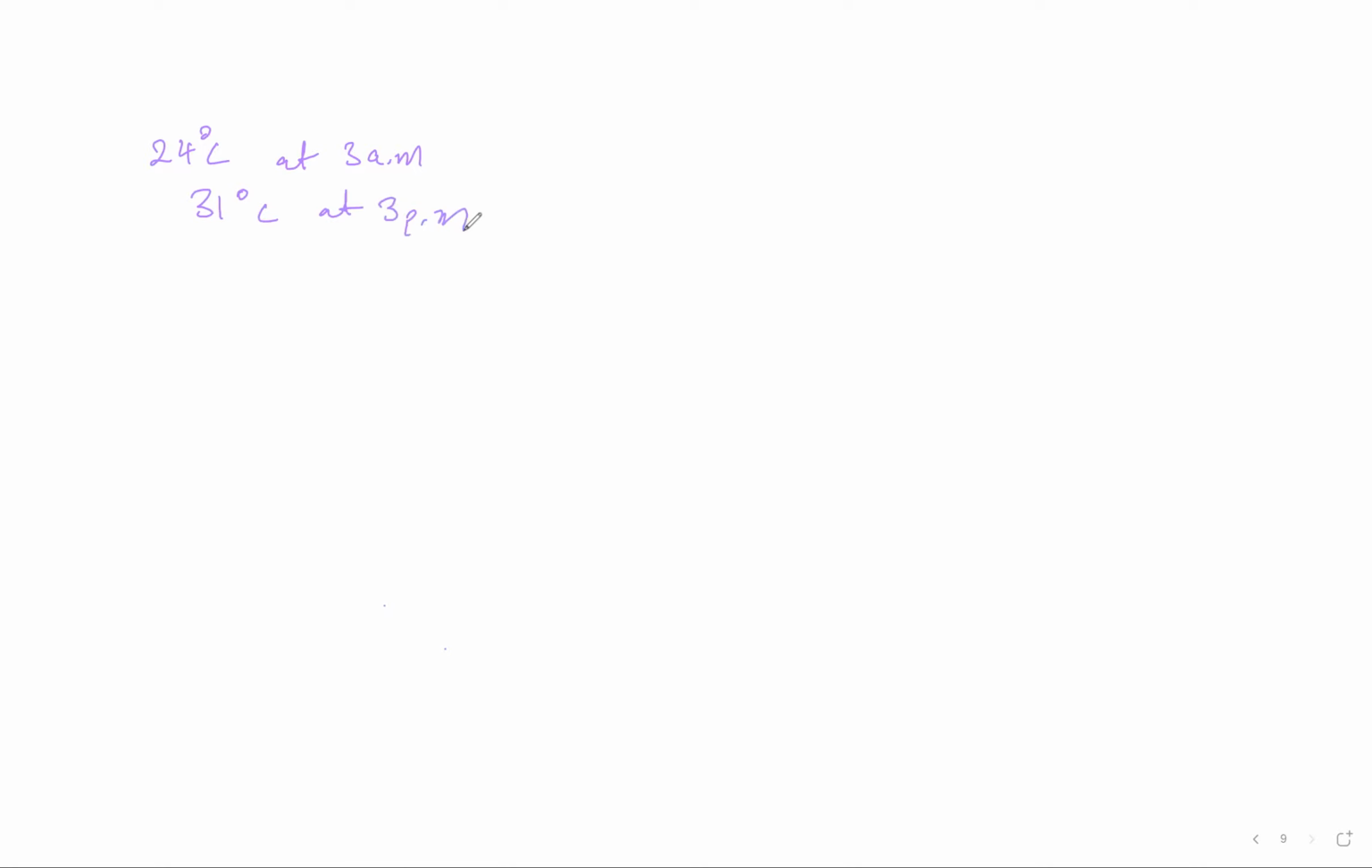Suppose the average daily temperature in the city can be modeled as T equal to A sine BT plus C, where T is time in hours after 9 a.m. So this one is the reference point, so it's from 9 a.m.